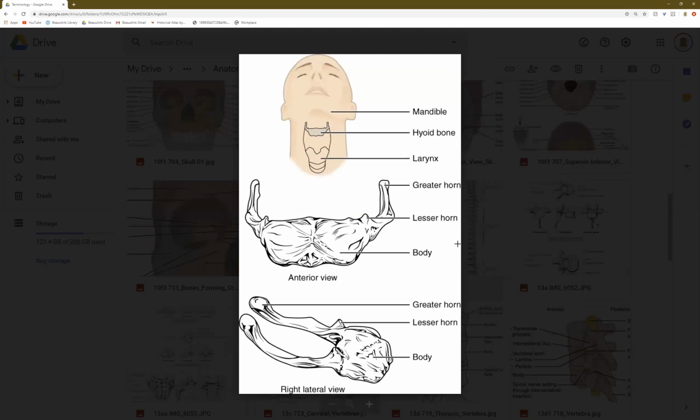The hyoid bone sometimes gets neglected. We'll talk more about the hyoid bone, but it is a free-floating bone. It doesn't articulate with any other bones. It just is connected with ligaments and soft tissue. But you have what are called the greater and lesser horns of the hyoid bone, and then the main body.